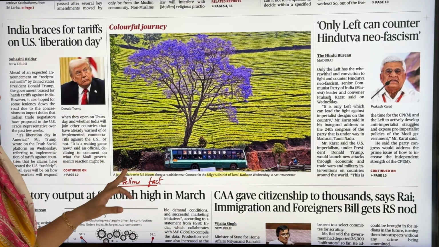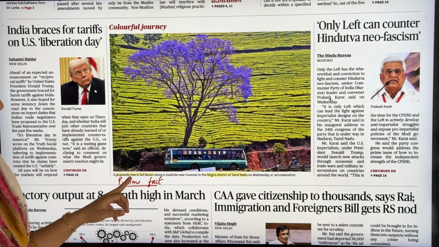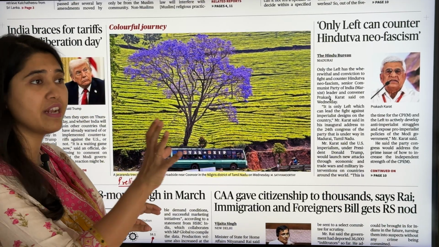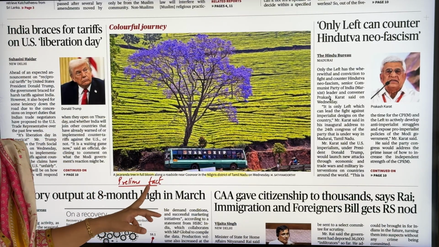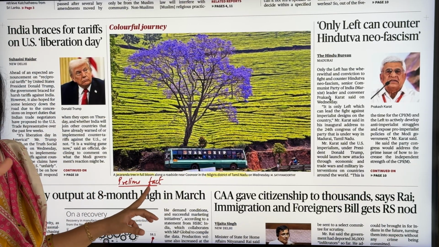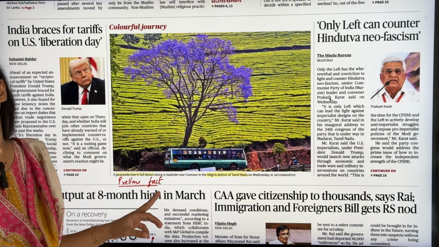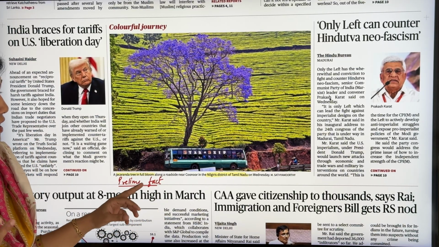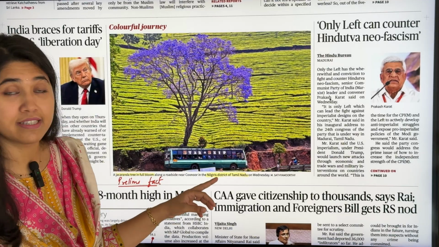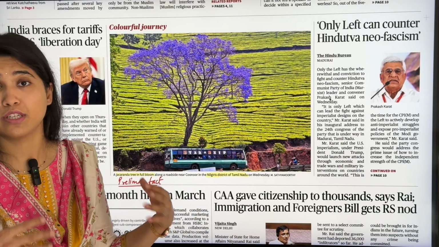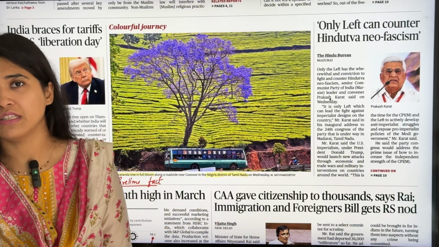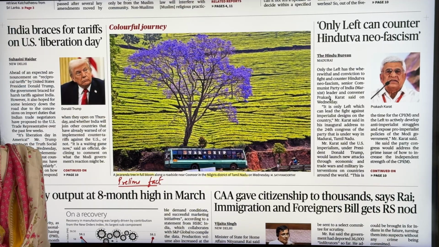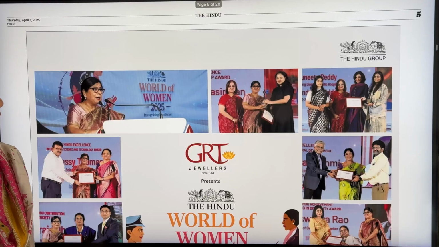So you can see this tree, which is the jacaranda tree. It might come in prelims, where they may give a place in front of it and ask whether it's true or false, right? So the jacaranda tree is there in the Nilgiris district of Tamil Nadu. It is found in the Nilgiris and Western Ghat region. So if this point is given, it is right. Okay, let's move to the next article.